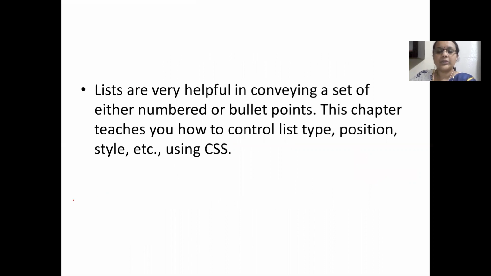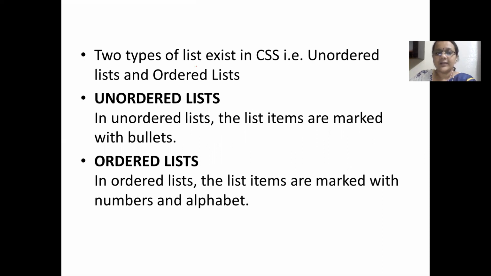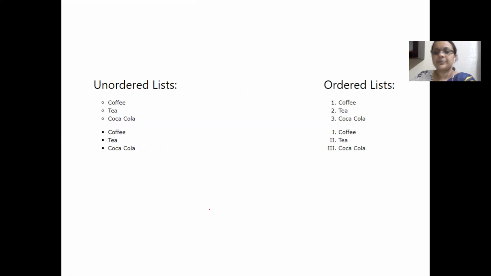You already know about the list, what is the use of lists and what are their advantages. But just to say, lists are very helpful in conveying a set of either numbered or bullet points. This chapter will teach you how to control list type, position, style, etc. using CSS. Both unordered and ordered lists are there in CSS also. In the unordered list the list items are marked with bullets, and in the ordered list the list items are marked with numbers and alphabets.